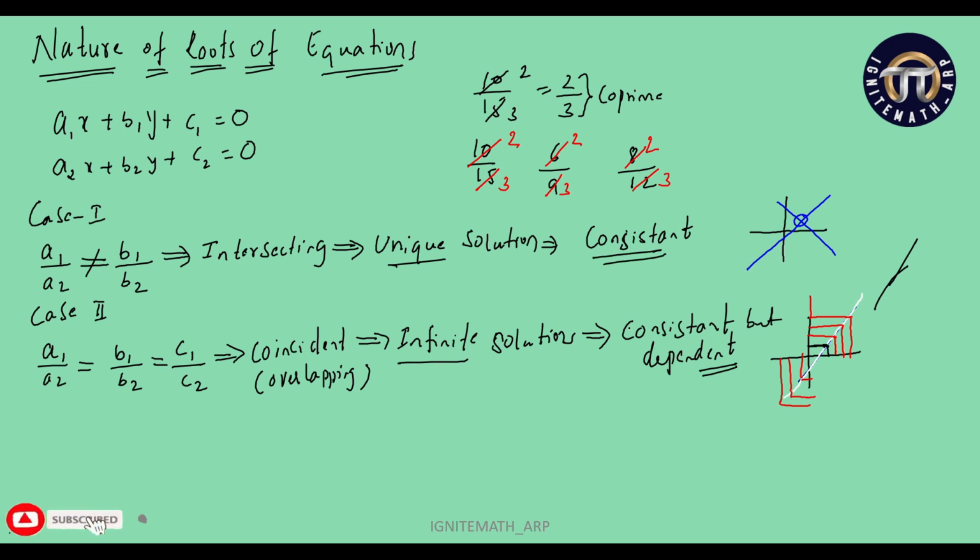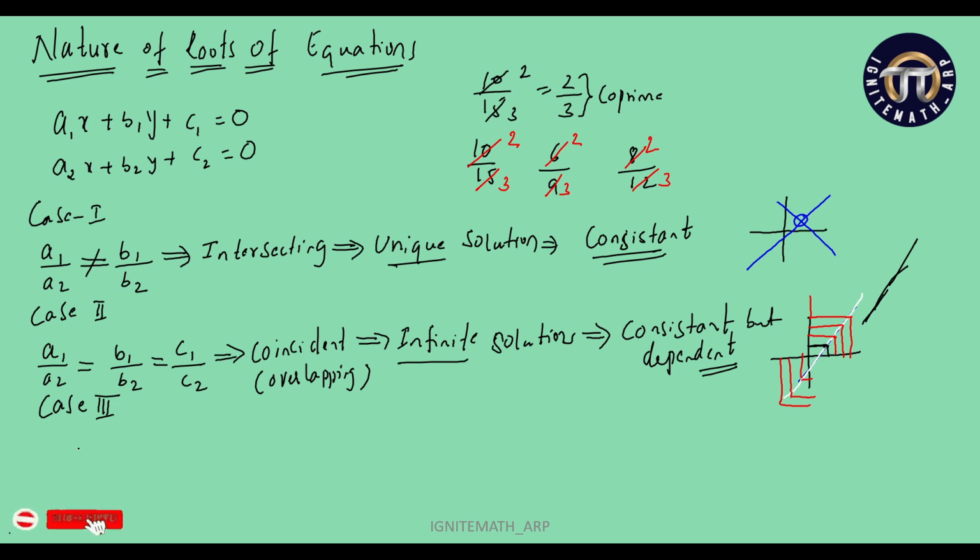Okay, consistent but depending on each other. How? Actually dependent in the sense they overlap each other. Keep that in mind. Clear? So now let us go to case 3. I will give an example for all these 3 cases, children, to make you understand it in a clear way. So stay with me. Okay, so then the concept is crystal clear to you.